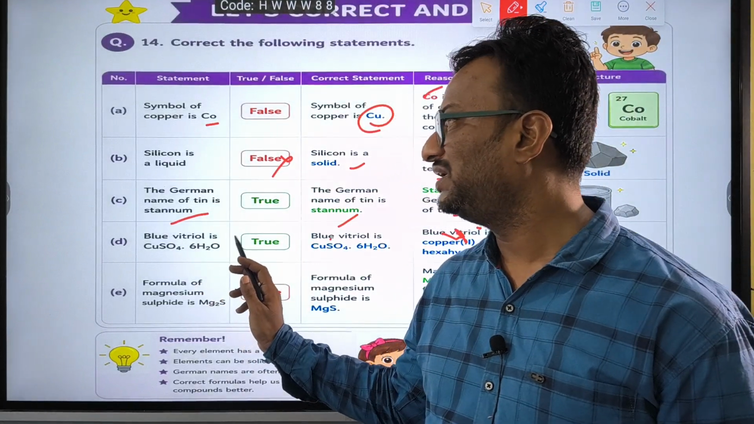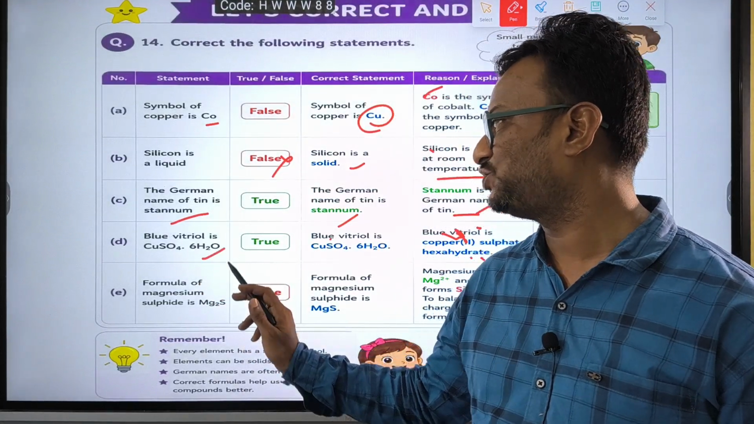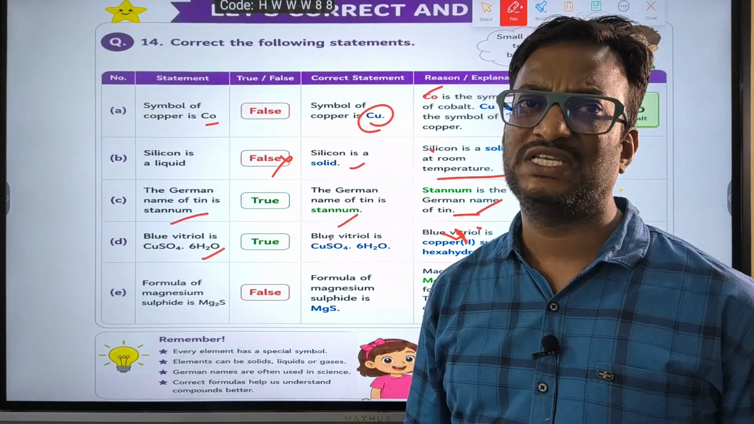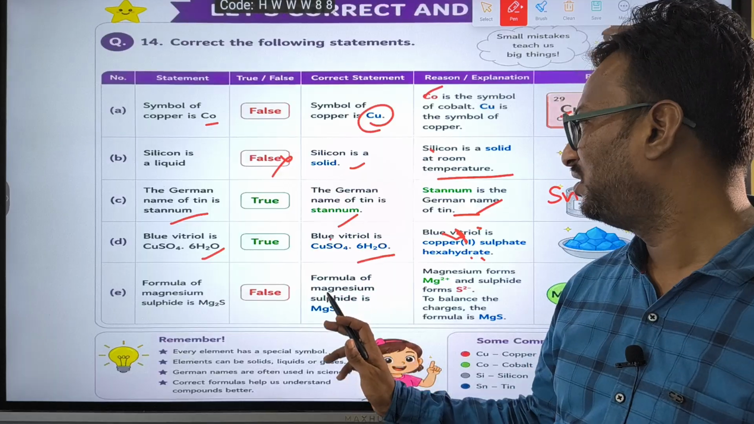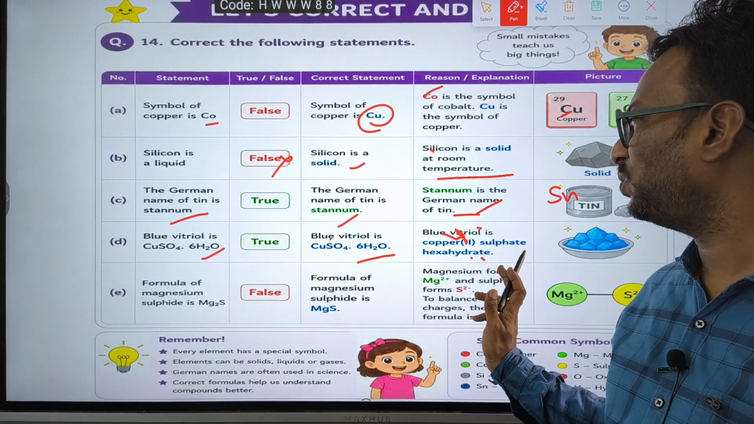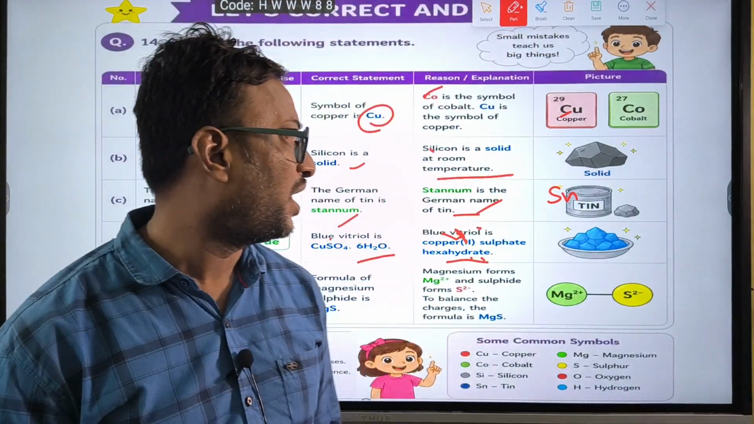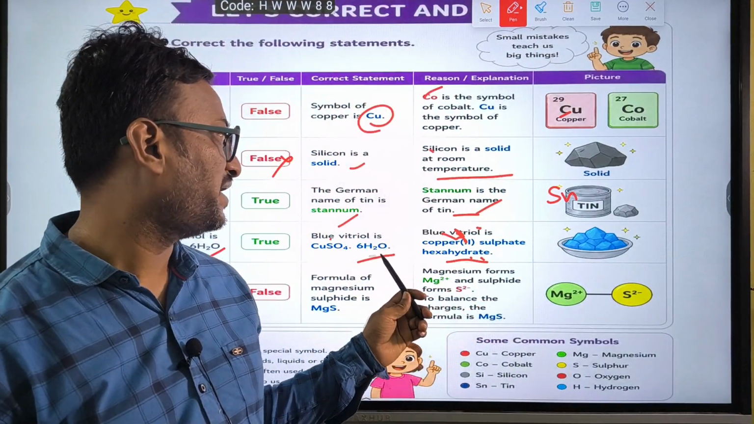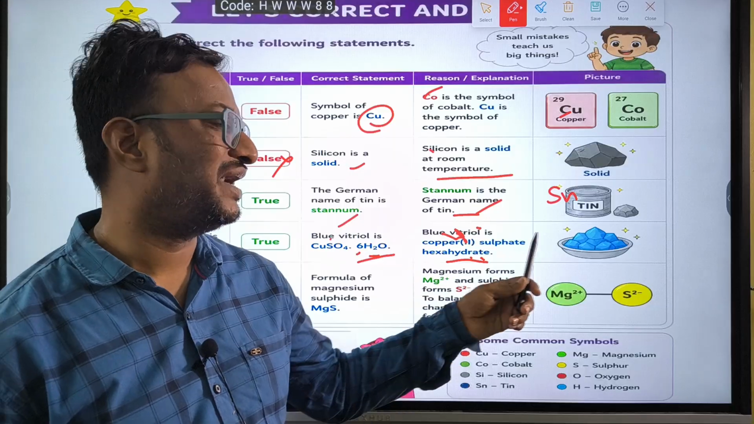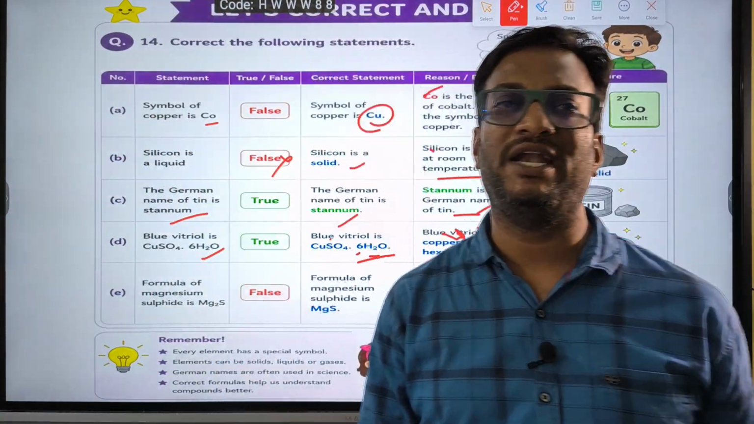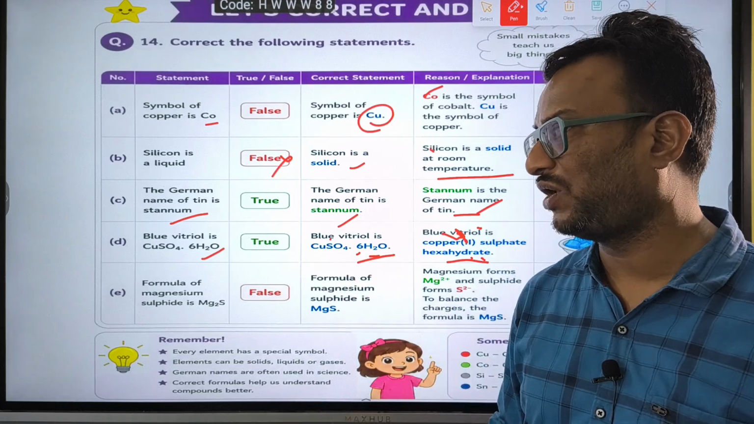Blue vitriol is CuSO4.5H2O. Okay, yes. We call it blue vitriol. Blue vitriol is copper sulfate pentahydrate. Hexa means 6, and water molecules are present in it. Copper sulfate with water of crystallization, we call it blue vitriol.